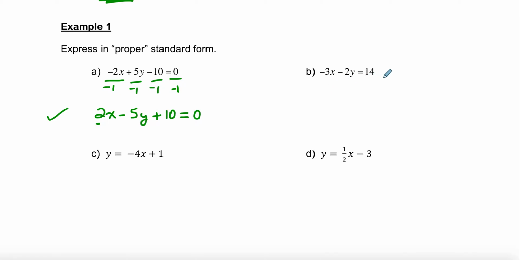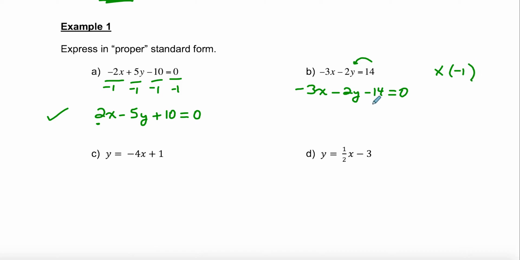Same with this. All of the terms aren't on the left side, so I'm going to have to move the 14 over. Let's just do one thing at a time. If it was a positive 14, now it's a negative 14. But then I'm also not happy here because I have negative 3. This first term can't be negative. Another way that you might like to do this is just imagine multiplying all of the terms by negative 1.